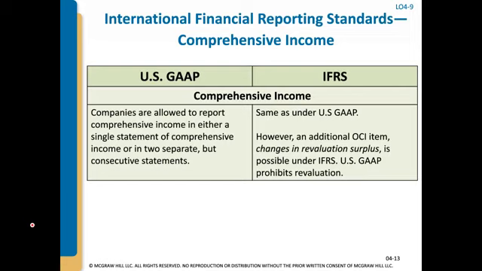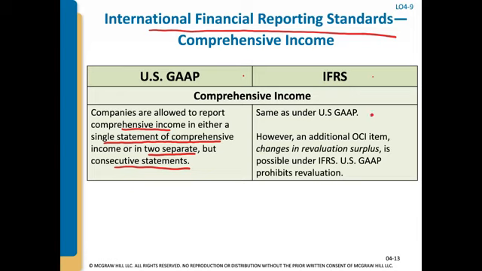And then really quickly, just to point out the difference between US GAAP and IFRS, which stands for the International Financial Reporting Standards. It's right up here. US GAAP allows companies to report comprehensive income in either a single statement of comprehensive income or in two separate but consecutive statements, which is how Microsoft reports it. IFRS allows it the same way as GAAP. However, IFRS has an additional other comprehensive income item that US GAAP does not, and it's called changes in revaluation surplus.